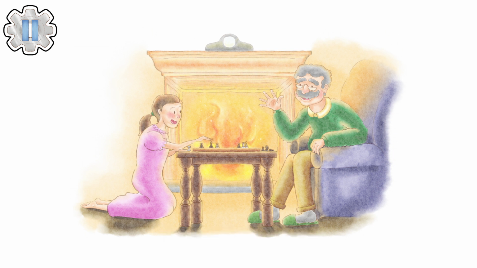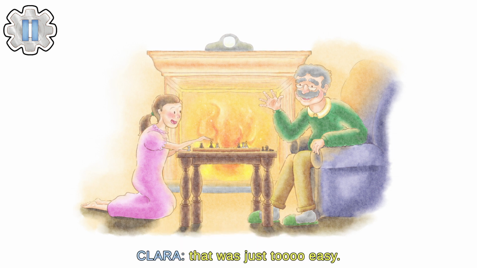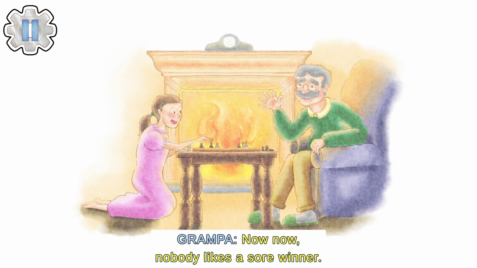A young girl with long brown hair tied in a ponytail, in a pink nightgown, kneels by the table with a smile of victory. I think you're letting me win, Grandpa. That was just too easy. Now, nobody likes a sore winner.